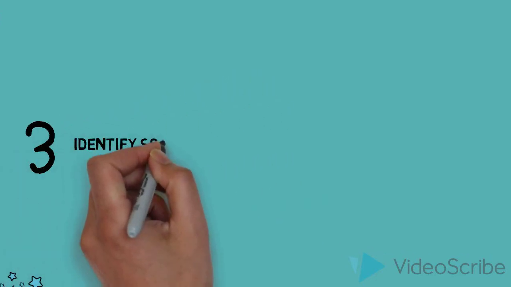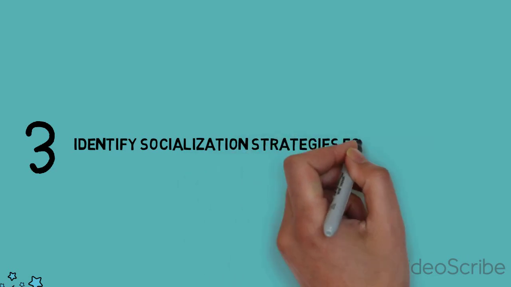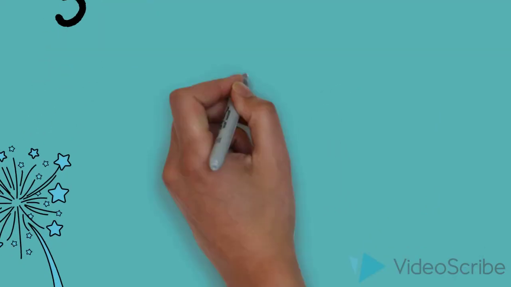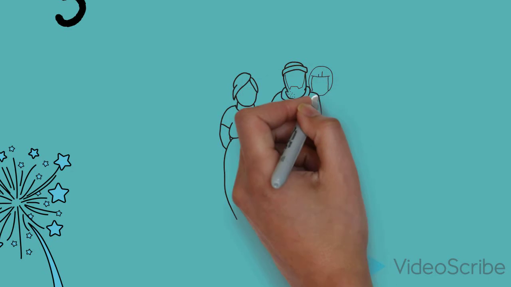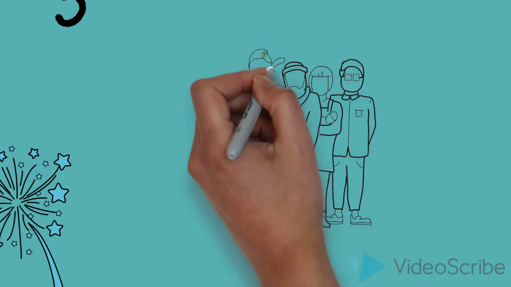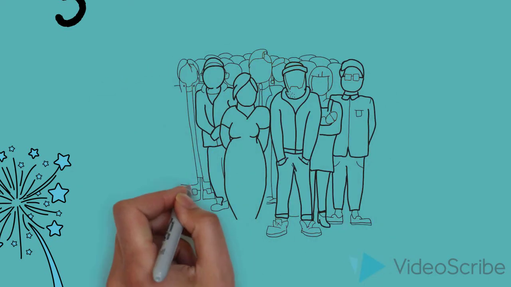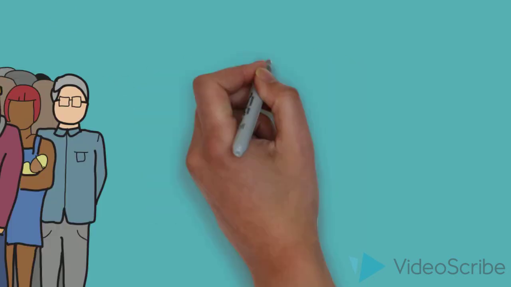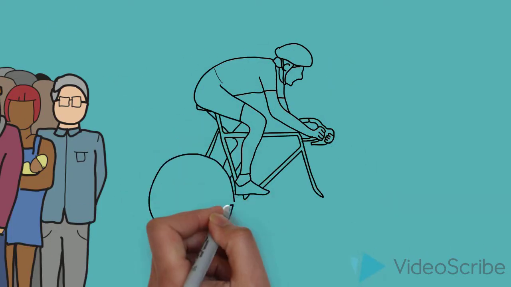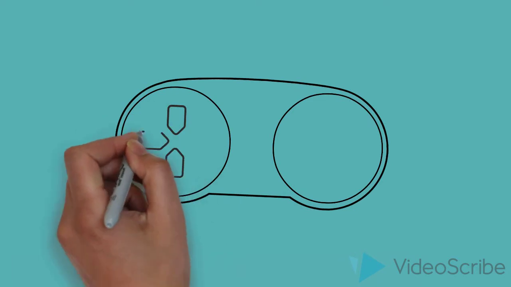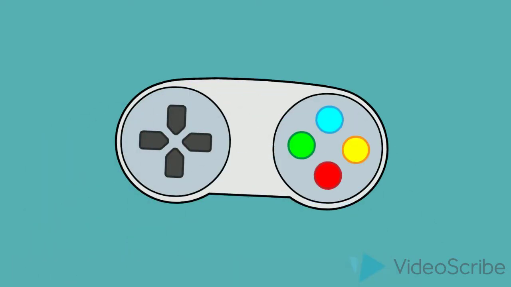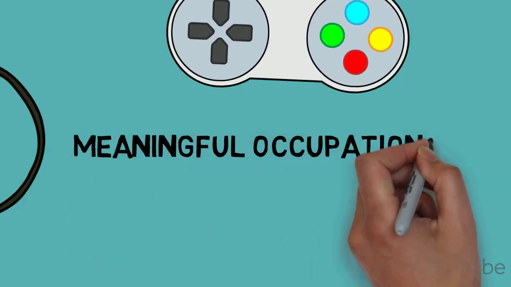The third stage is to identify socialization strategies for distraction and support. This stage involves guiding individuals to identify healthy social settings and activities in their natural environment, which may distract them from their suicidal thoughts and urges. This can be done through coaching and goal setting to help the individual engage in meaningful occupations.